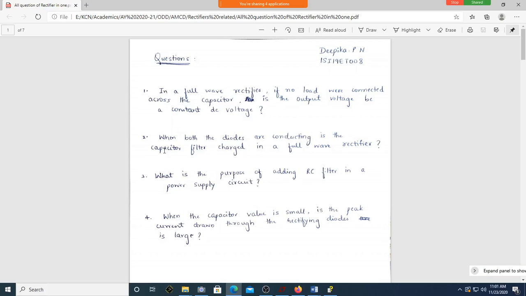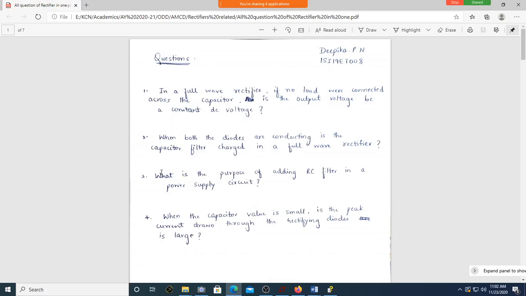Correct? Yes, sir. Okay, what is the purpose of adding an RC filter in the power supply circuit? I think this is a question put by most of you. The RC filter ensures that the voltage to the input of the regulator never goes below the minimum voltage. If you don't put the capacitor, then the voltage to the input of the regulator goes less than the minimum voltage, and you will not get the regulated voltage.